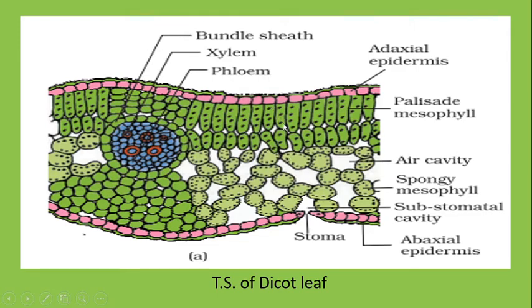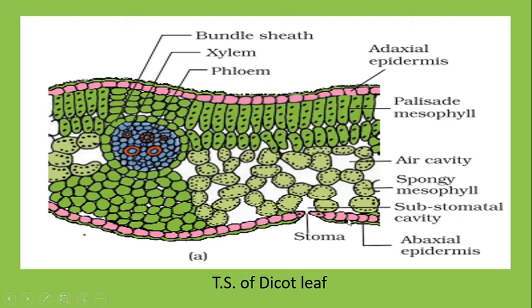So when we take the TS of a typical dicot, for example the sunflower or mango leaf, it shows the following structures. First of all, the anatomical details. The outermost layer is the epidermis. In the leaf there are two epidermises. The upper epidermis is known as the adaxial epidermis, and the lower epidermis is known as the abaxial epidermis.